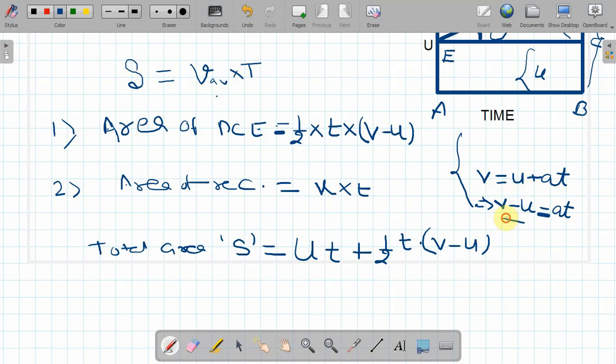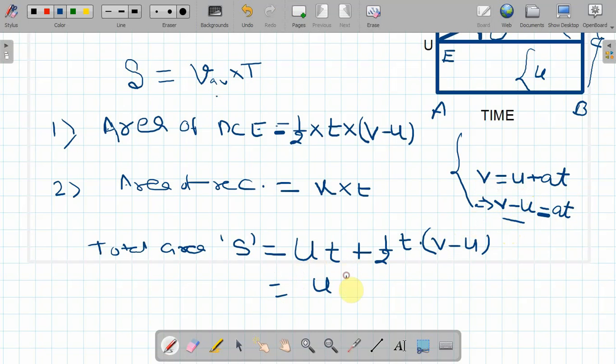Now this value V minus U I will put here. So what is the V minus U value? 80. So I am going to insert V minus U is equal to 80 through this equation. So I put V minus U is equal to 80. So let us see, further simplify this equation.